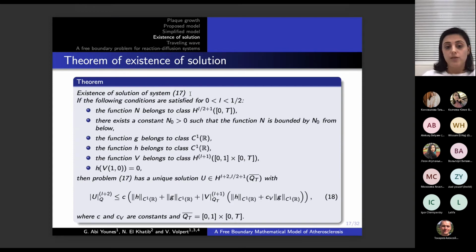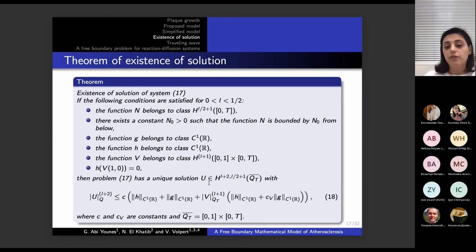To prove the existence of solution of system 17, first of all, we fix L to be between 0 and half. We have several conditions. If these conditions are satisfied, then we can say that this problem 17 has a unique solution in this Holder space L plus 2, L over 2 plus 1. For the notation here, we have two numbers because u is a function of x and t. Moreover, we can find an estimate for the norm of u in the Holder space L plus 2.